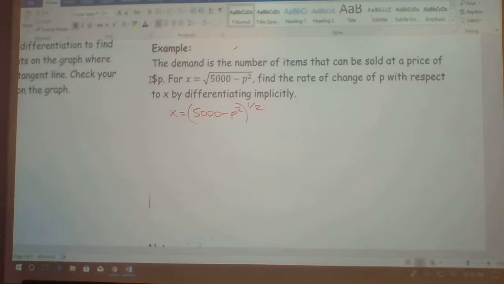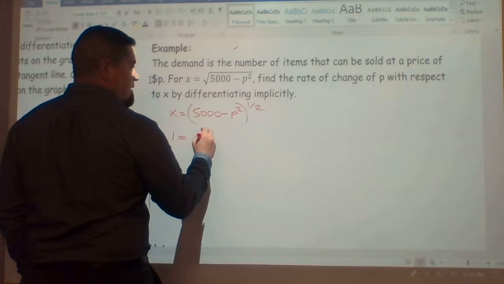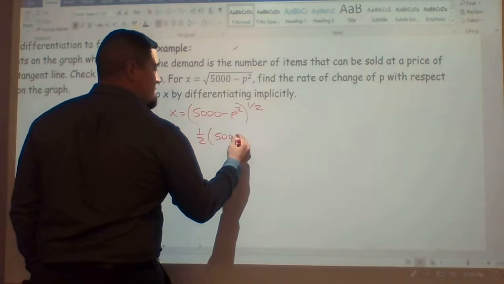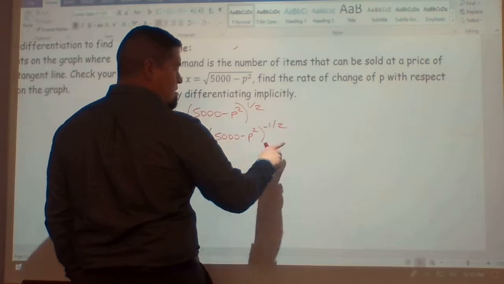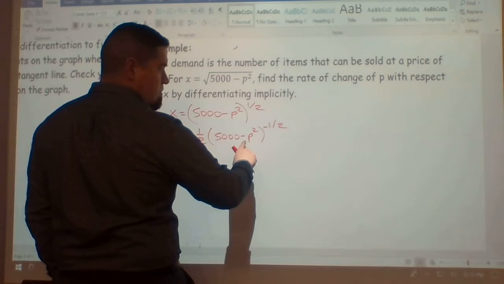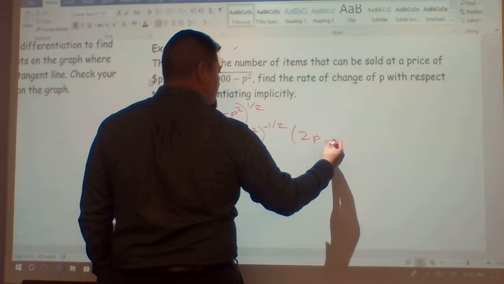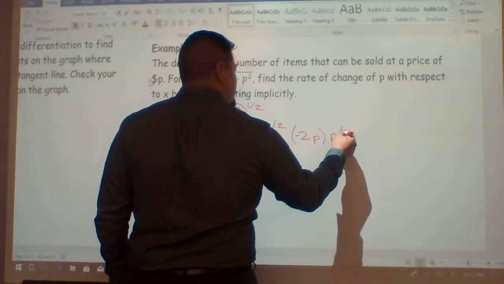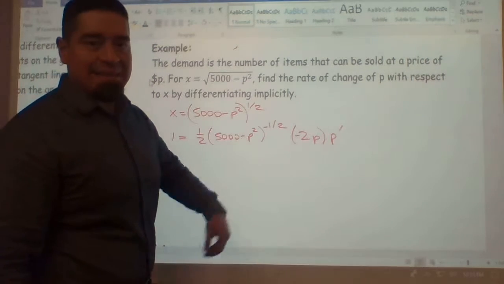So from here, we'll take the derivative. So derivative of x is 1. Derivative of this is like u to the n, so it's 1/2 times 5,000 minus p squared to the negative 1/2 times du. What's the derivative of this? That's 0, that would be negative 2p times p prime, okay? Because it's with respect to x. So the p, don't let it throw you off, that's now acting like the y.